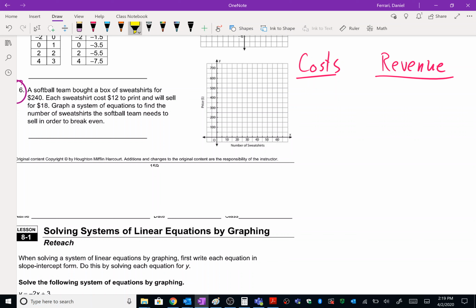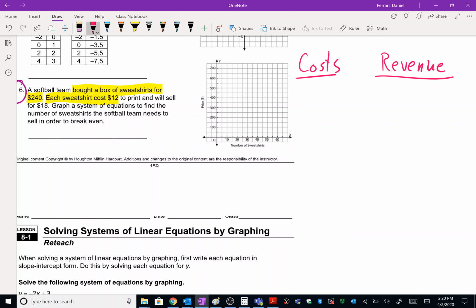Okay, so I know that there are 2 costs in this problem. So I'm going to do the costs in yellow. Well, we bought a box of sweatshirts, so that means that's going to be part of our costs. And in addition, if we want to put a design on our sweatshirt, which we do because we're a cool softball team, each sweatshirt is going to cost $12. So that means we have to pay for the sweatshirts originally, and we also have to pay for each individual sweatshirt to get printed on.